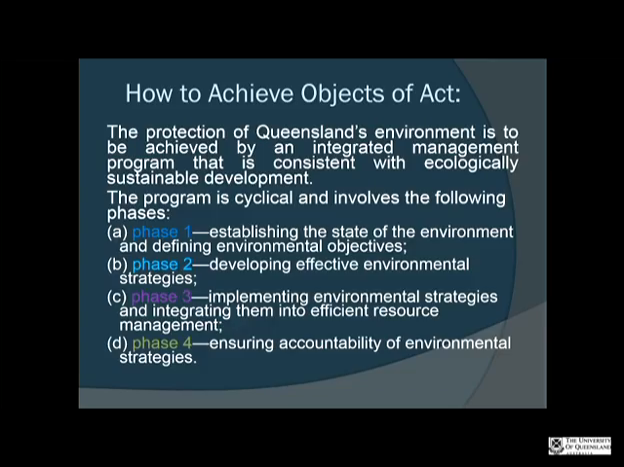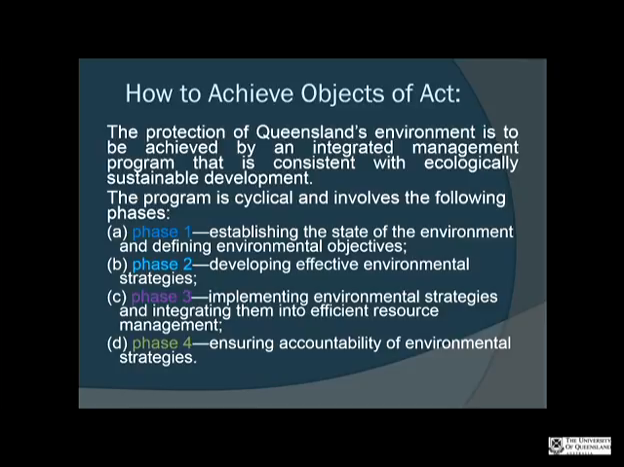How do they achieve the objects of the Act? Well, they do it by setting out four phases. The first is they want to establish the state of the environment. Okay, so that's phase one. That means they're going to research what the current state of the environment is in Queensland in order to know where the significant impacts are. And we've had one issued very recently, a state of the environment report.